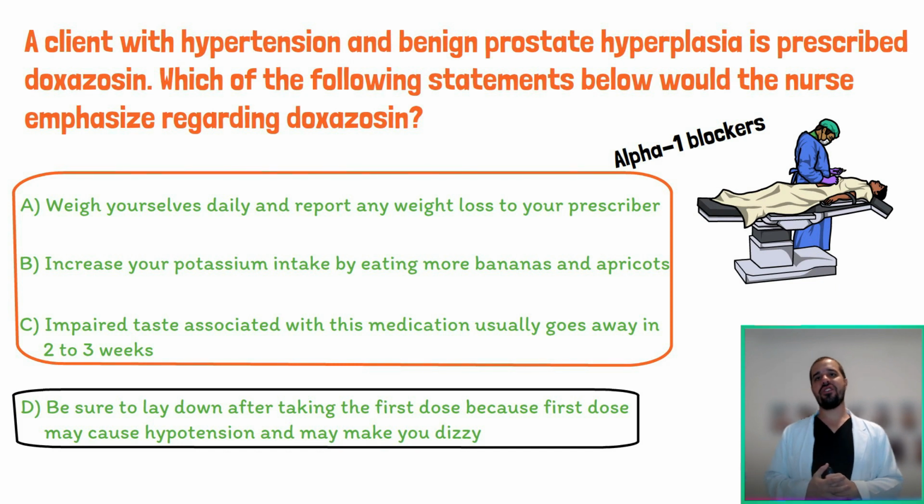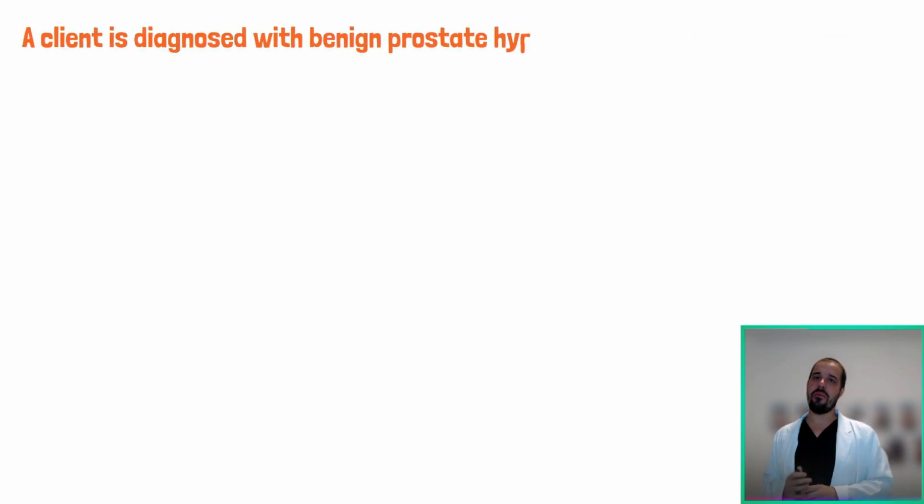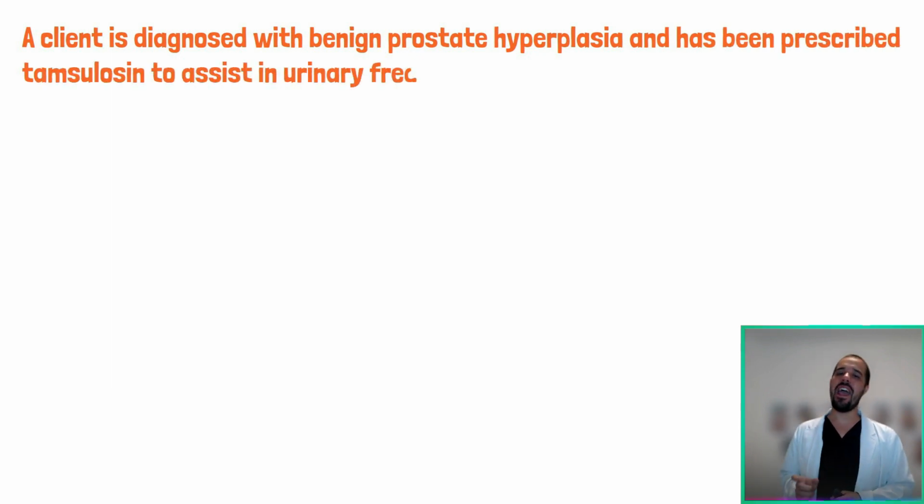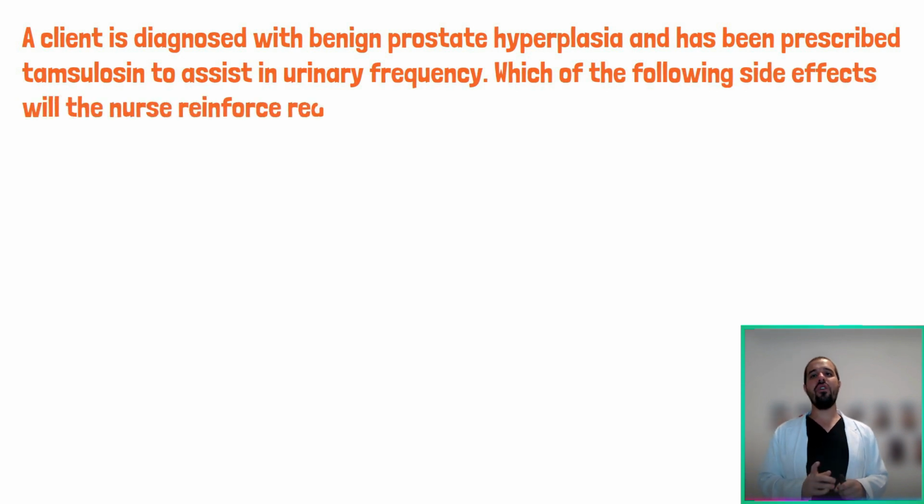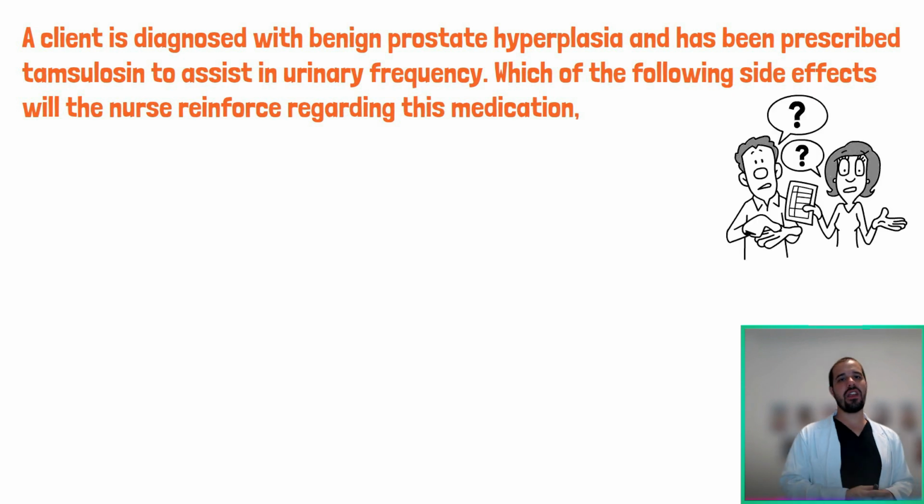The last question we're going to go over is a select all that apply, specifically pertaining to alpha-1 blockers. This question states, a client is diagnosed with benign prostate hyperplasia and has been prescribed tamsulosin to assist in urinary frequency. Which of the following side effects will the nurse reinforce regarding this medication?